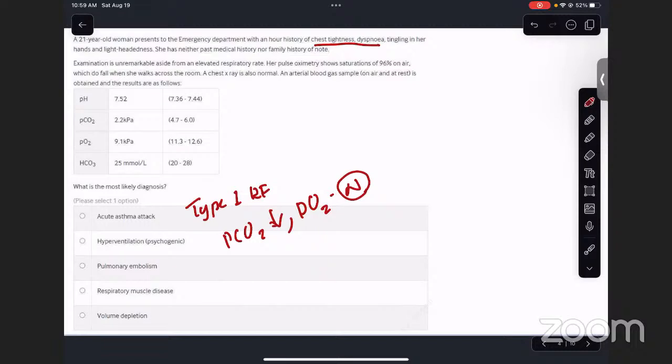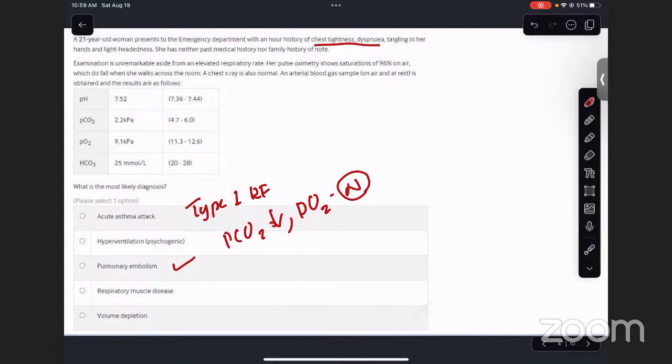How about pulmonary embolism? Pulmonary embolism is associated with type 1 respiratory failure. PaO2 as well as PaCO2 will be reduced. That may be the correct answer. Let's see the other stems. Respiratory muscle weakness is unlikely because it's associated with type 2 respiratory failure. And volume depletion? In volume depletion, there's nothing to do with PaO2 or PaCO2. So the correct answer is pulmonary embolism.